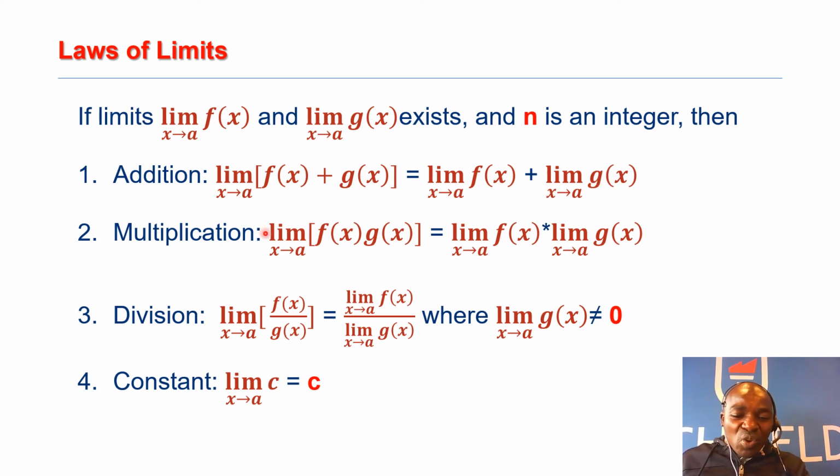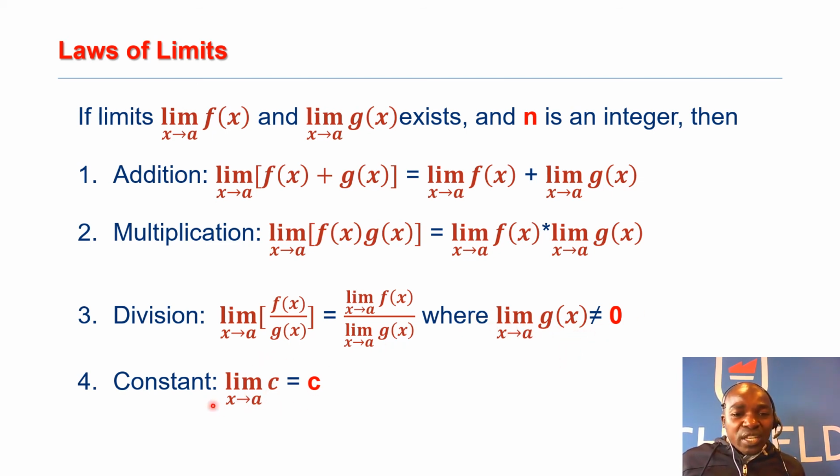On the multiplication law, the limit of f(x) times g(x) where x approaches a is the same as solving the limit of f(x) where x approaches a and getting the solution, and then multiplying it with the limit of g(x) where x approaches a. On the division law, the limit of f(x) divided by g(x) where x approaches a is the same as solving the limit of f(x) as x approaches a, and then dividing the solution by the limit of g(x) where x approaches a, only in the situation where the limit of g(x) is not equal to 0.